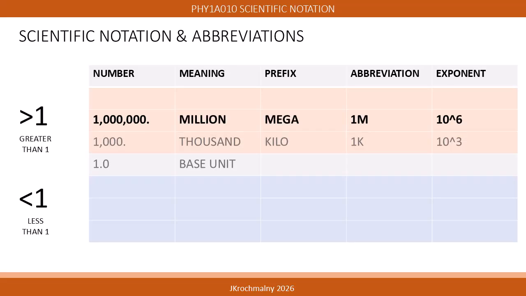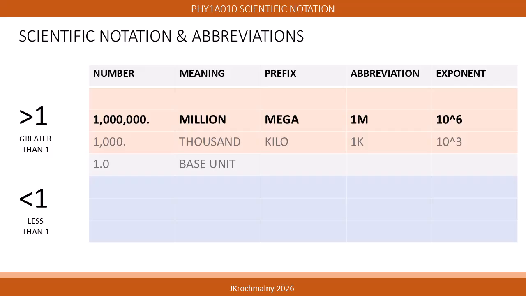Following this same format, the next higher value would include million, represented by the base unit of 1, followed by 6 zeros. Notice that the prefix of million is mega and can be abbreviated with the capital letter M. The exponent is identified as 10 to the 6th power, also an indicator of how many zeros to add to the base number.